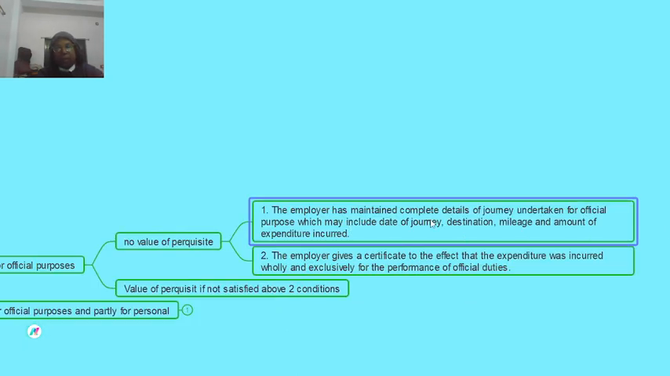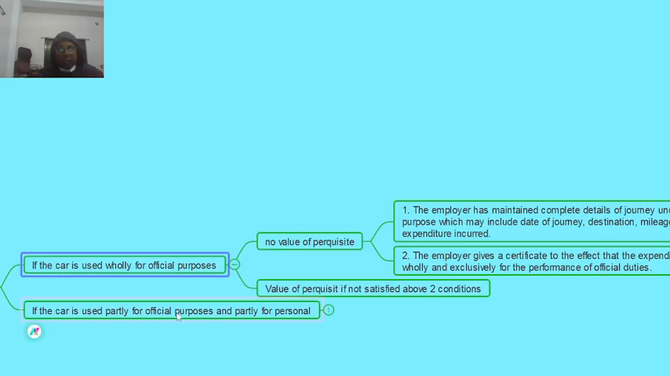The employer has maintained complete details of journey made for official purposes, which may include the date of journey, destination, mileage, and amount of the expenditure incurred, and the employer gives a certificate to the effect that the expenditure was incurred wholly and exclusively for the performance of official duties. And the value of perquisite will arise if either of the two conditions is not satisfied by the company.